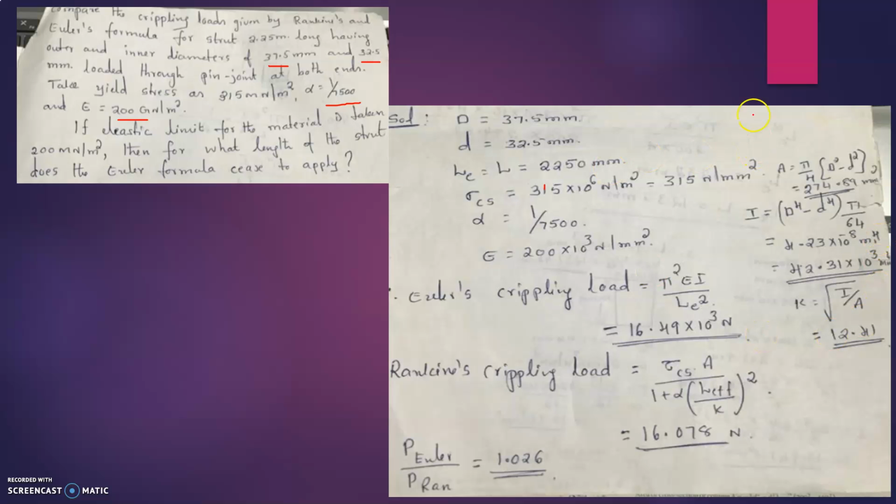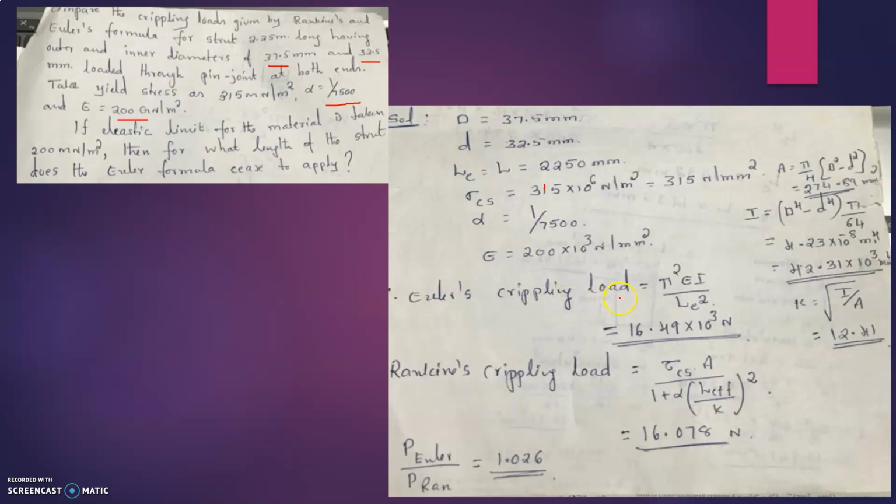Okay, now once you know A and I, you can calculate K, that is the radius of gyration, K is equal to square root of I divided by A. I is 42.31 into 10 raised to 3 and area is 274.89. You get 12.41.